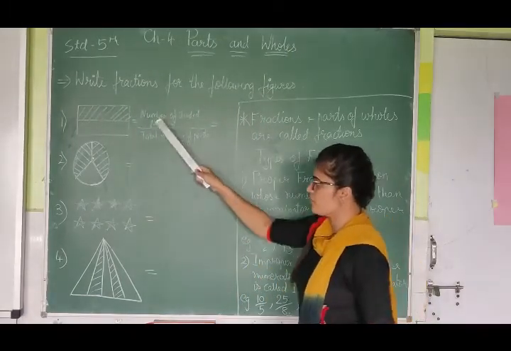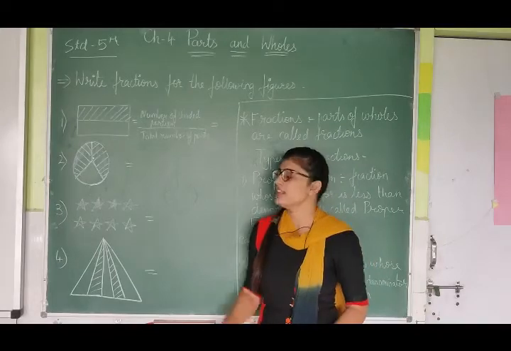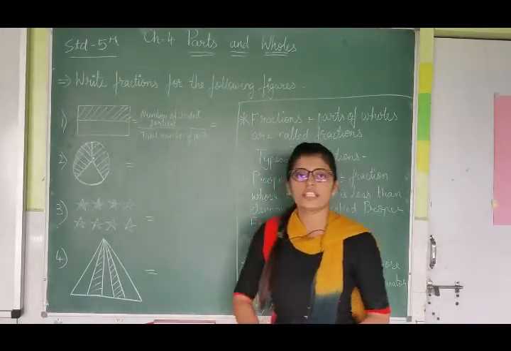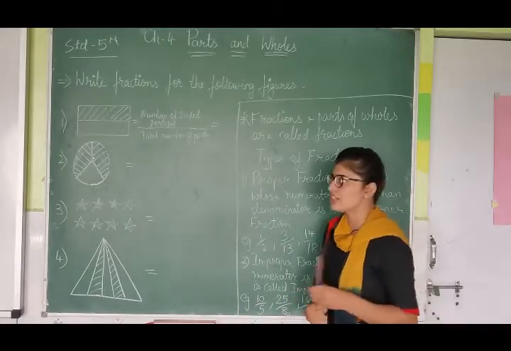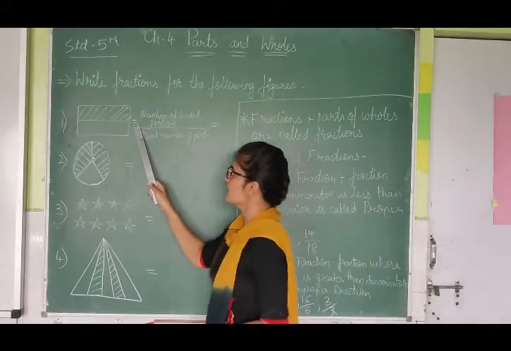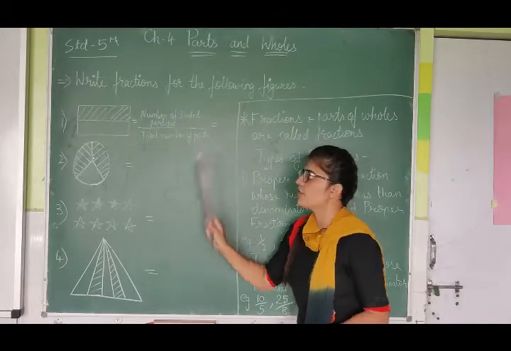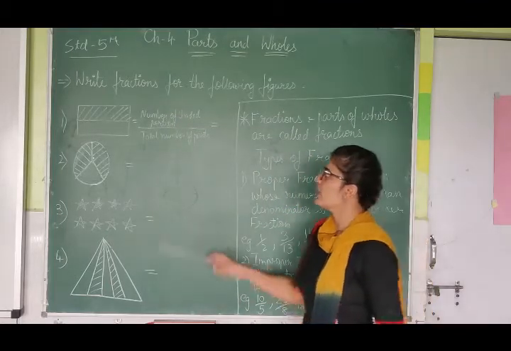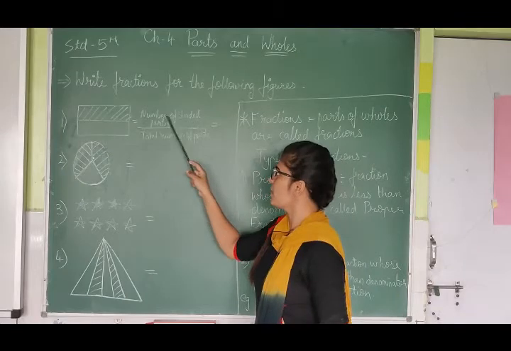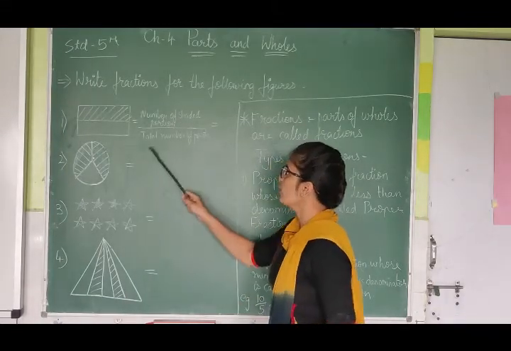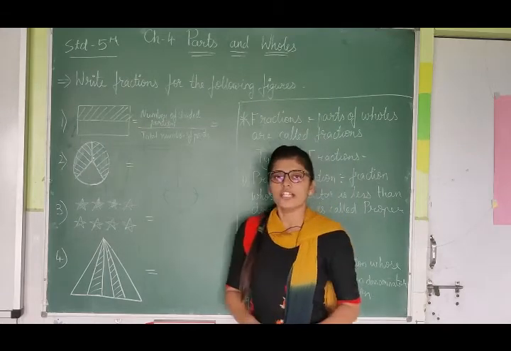Now some figures you can see over here, nice drawings are there. Now you have to write down the fractions for them. Then how you will write down the fractions? Here you can see I have written: fraction is equal to number of shaded portion divided by total number of parts. Now whatever you are writing at the upper portion, the number of shaded parts, will be your numerator and the total number of parts will be your denominator.